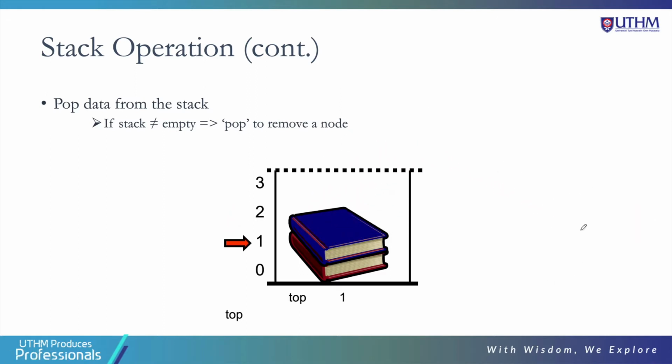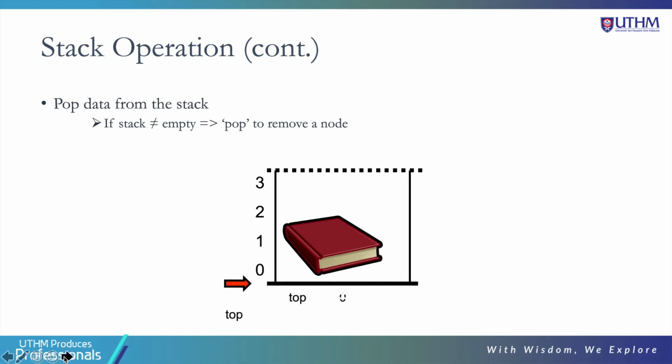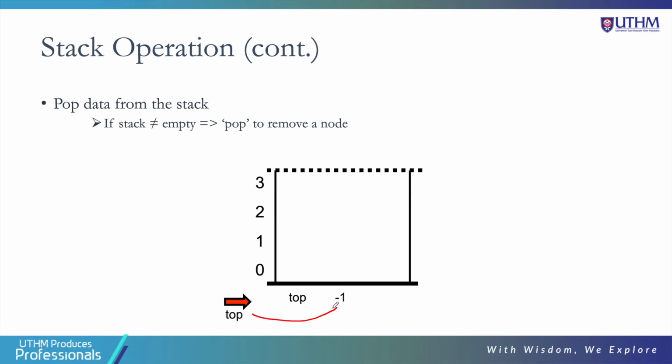So when it removes the second book, it will be pointing to another lower index, which is 1, indicating that there are 2 books left, until all the books are removed. So whenever the stack is empty, the top will be pointing to -1, which is below 0, meaning that the stack is empty.